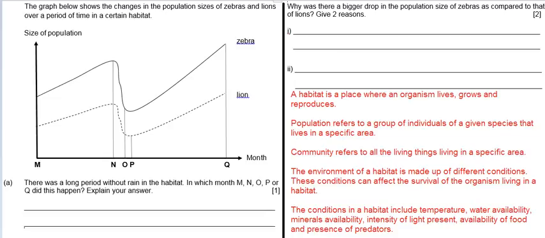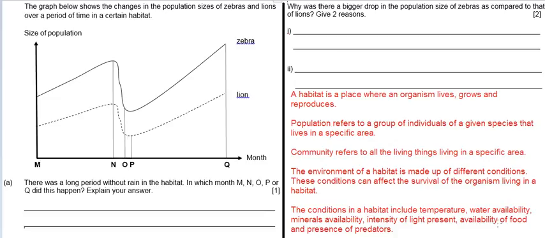Okay, now having known all this, let's apply it to the question. Let's look at A. There was a long period without rain. So when there's a long period without rain, what will happen is that the plants will die, right? Because you see, in conditions without rain, the plants will die. Even the zebras will not get enough water. They might die too, and so on, right?